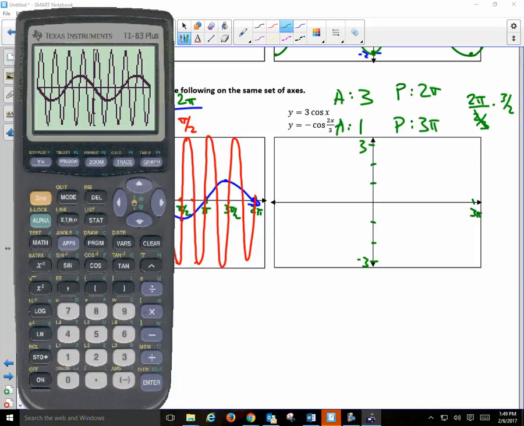What's half of 3 pi? 3 pi over 2. What's half of 3 pi over 2? 3 pi over 4. And I will count. 3 pi over 4, 6 pi over 4, 9 pi over 4. Got my markings. Some people tell me they know how to do everything except for come up with the markings. So if that's you, don't feel bad. You're normal.